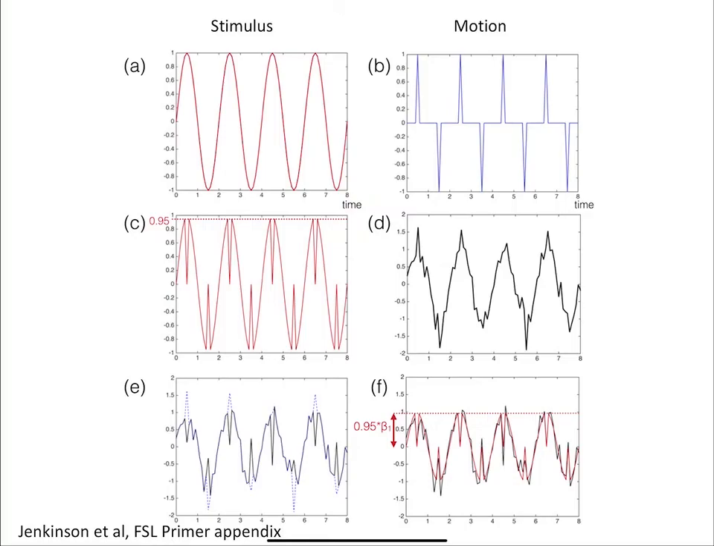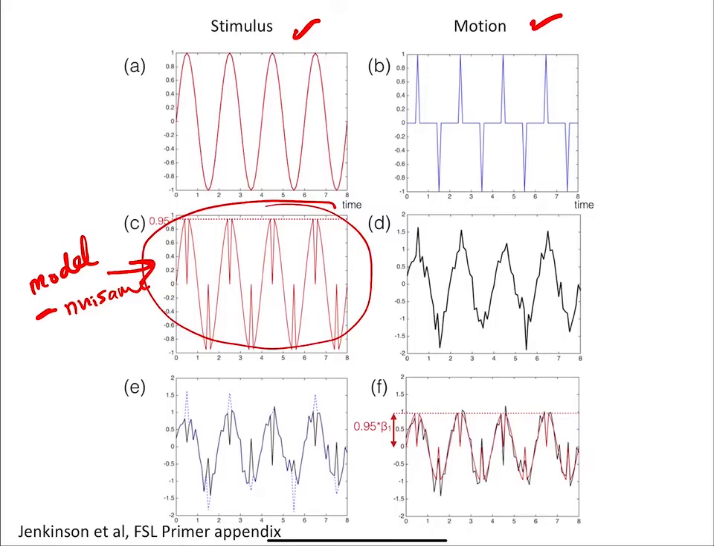So this is what we have here. We have our stimulus and our motion. And now in this case, what we're saying is that the right way to do it is basically, this is my model minus the part that can be explained by the nuisance. So this new model function is basically what's called orthogonal to my motion. There's no part of this new model function that's explained by my motion.